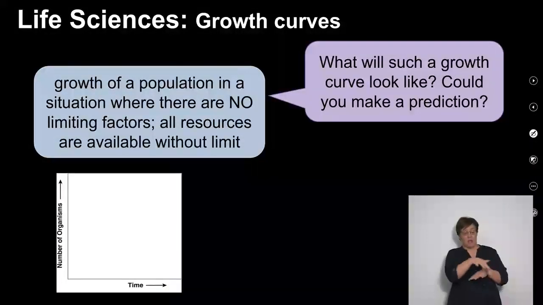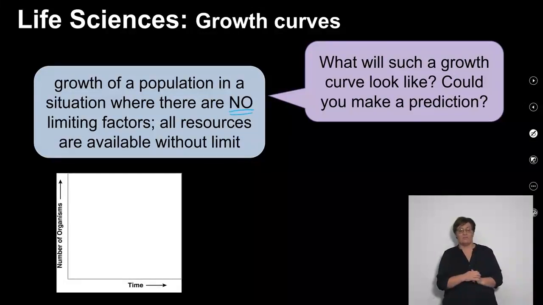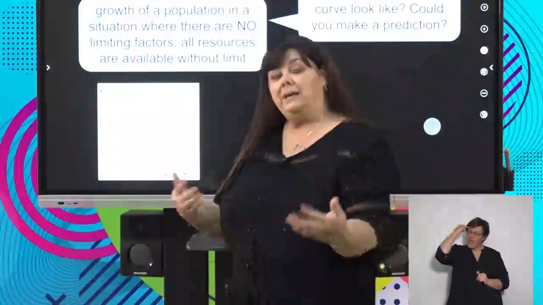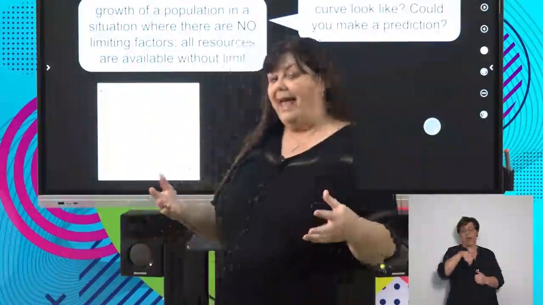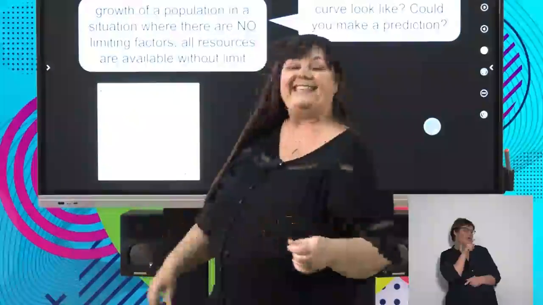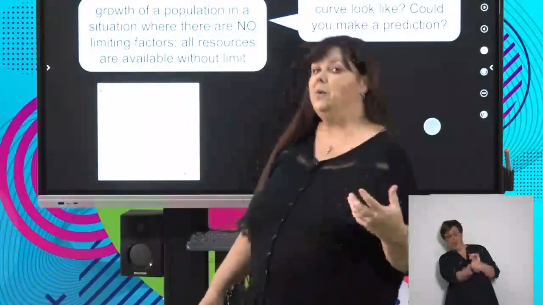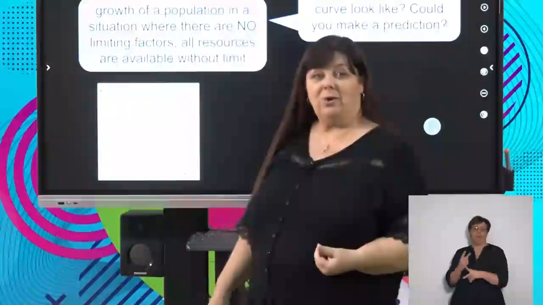In this situation where we have no limiting factors, what would such a growth curve look like? And I want you to think about if you can make some kind of prediction, because that's what science and learning in science is all about, is making a prediction or a hypothesis and then testing it and seeing, was your hypothesis correct? Was your prediction correct? Or do you have to go back to the drawing board and start all over?